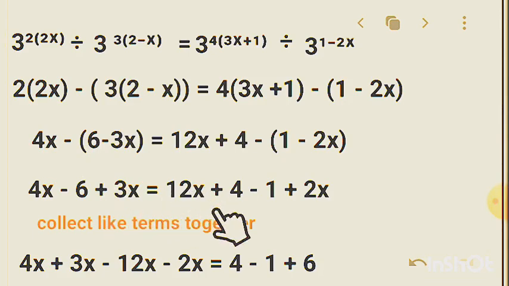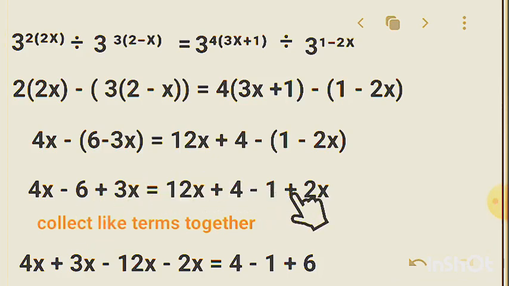Now we have 12x plus 4 minus 1. Minus times minus will give us a plus, so we have minus 1 plus 2x. So we collect like terms together. When we collect like terms together, we have 4x plus 3x minus 12x minus 2x will give us 4 minus 1 plus 6. That is, everything that has x, we take it to the left hand side, and every constant is taken to the right hand side.